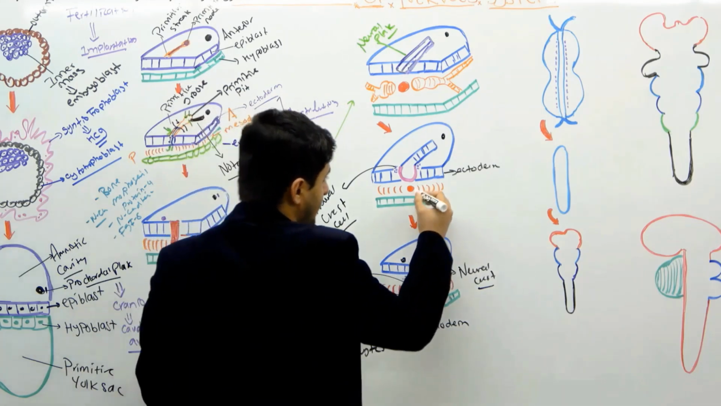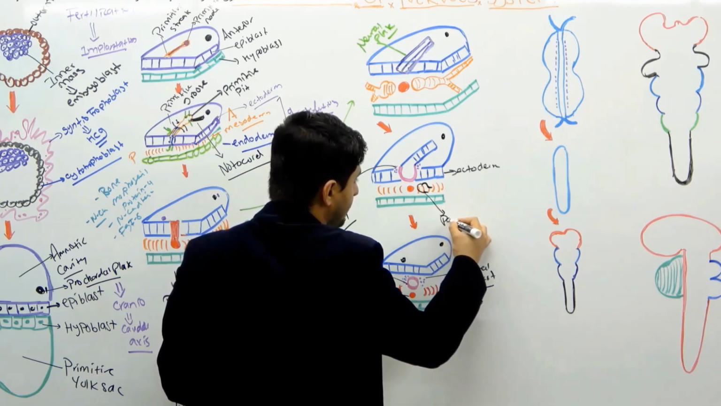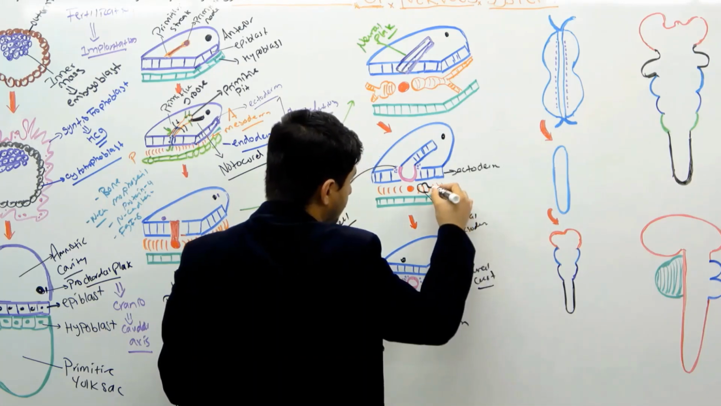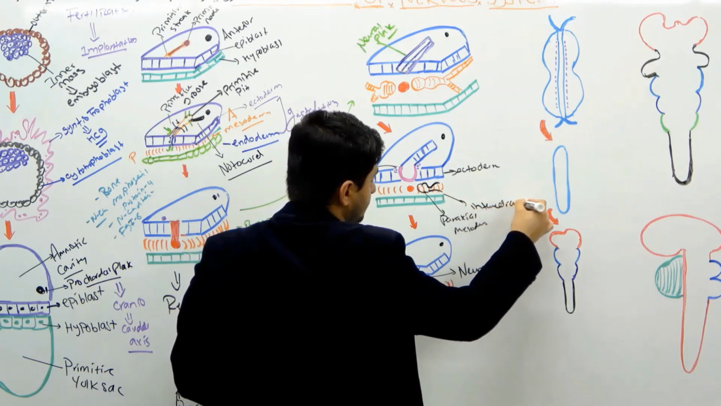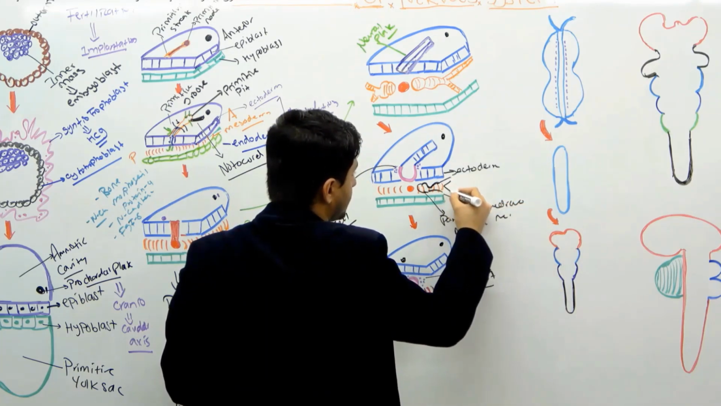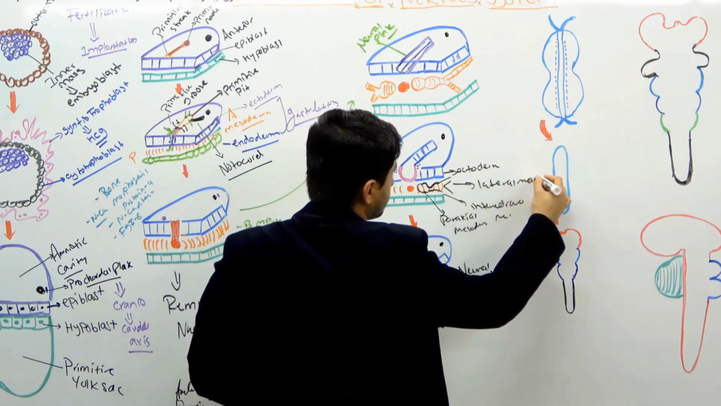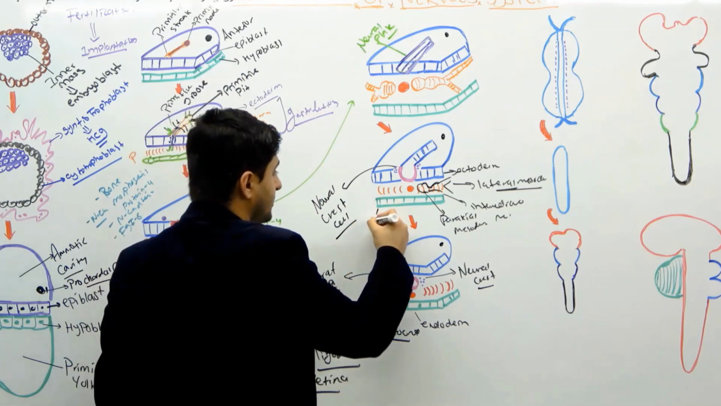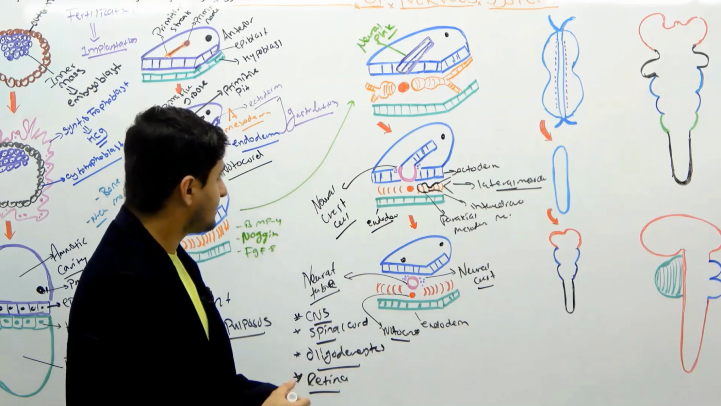Like this first layer right here, if I quickly make this first one, the first layer they make, let me just make this, and this is what's called your paraxial mesoderm. And then the middle layer right here, they call them intermediate mesoderms. And then the lateral part, this is called lateral mesoderm, all right? And this is obviously this endoderm, which is going to make your foregut, midgut, and hindgut, all that kind of stuff, right?